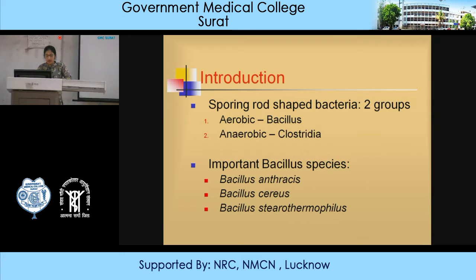So the bacillus which grows in an oxygen environment is known as Bacillus, and the rod-shaped bacilli which grow in the absence of oxygen are Clostridia. Today we will see the aerobic spore-bearing rod-shaped bacteria, that is Bacillus. Important species in this family are Bacillus anthracis, Bacillus cereus and Bacillus stearothermophilus. We will discuss them one by one.